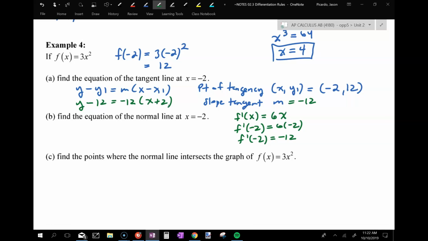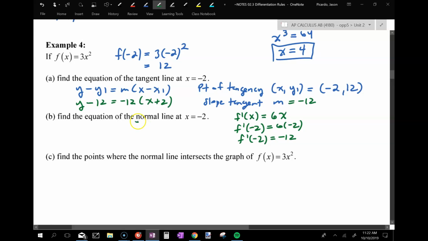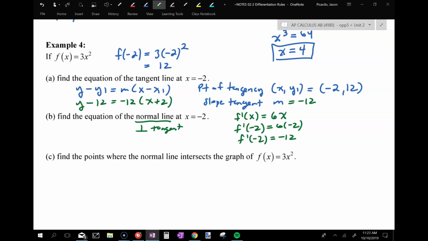Guys, to do the equation of the normal line, all I got to do is one thing. What is a normal line again? Perpendicular to a tangent, right? So the only thing I need to do is change that -12 to be what? Positive 1/12. Yep.